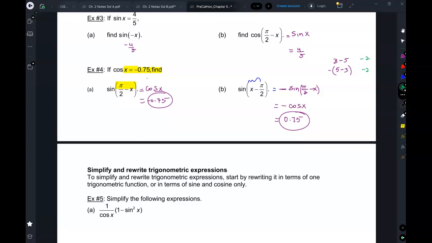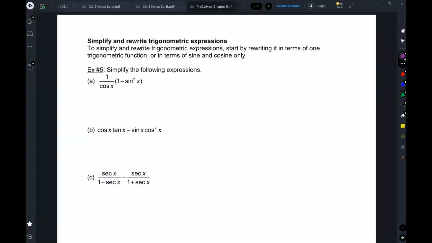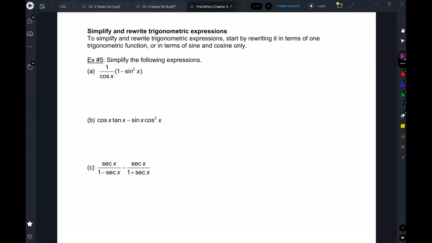So shouldn't it be negative because cosine of x is negative 0.75? Right, cosine of x is negative, but then there's a negative out here, and then it'll be positive. No, it's cosine of negative x that doesn't change. It's when the negative is inside that it doesn't change. But here, that negative is outside. Oh, so it's like absolute value. Right, it's an even function. Okay, let's move on to this one.